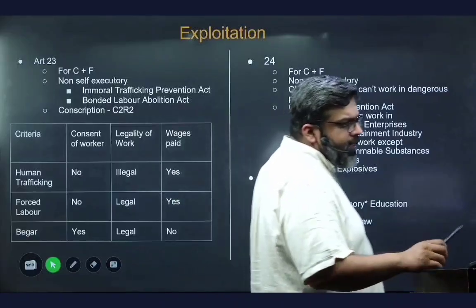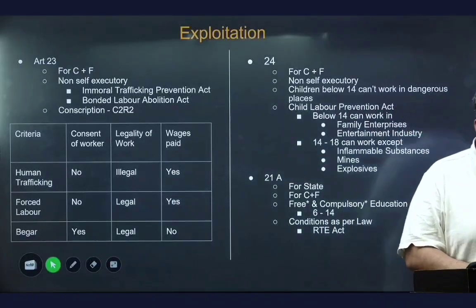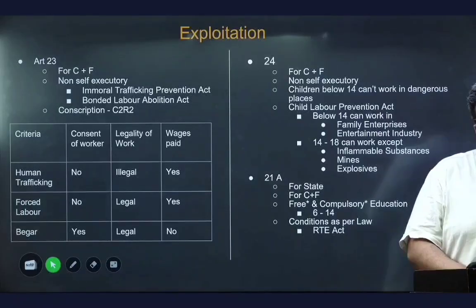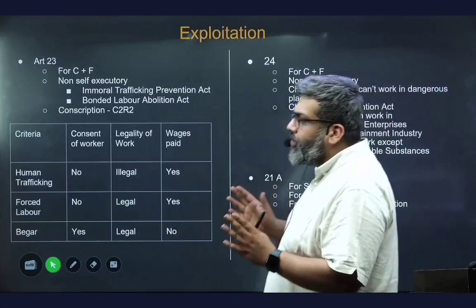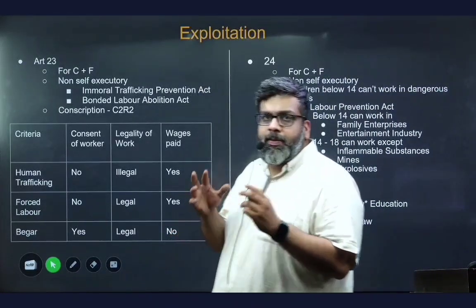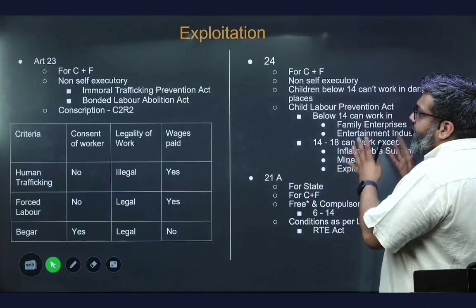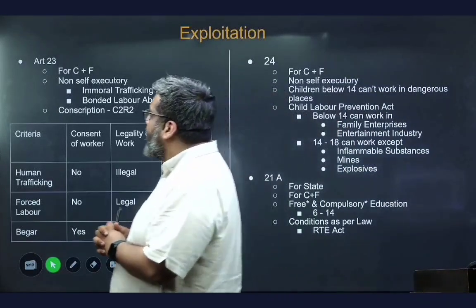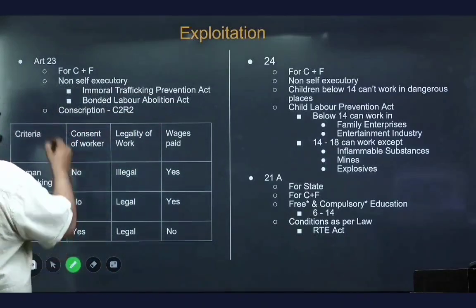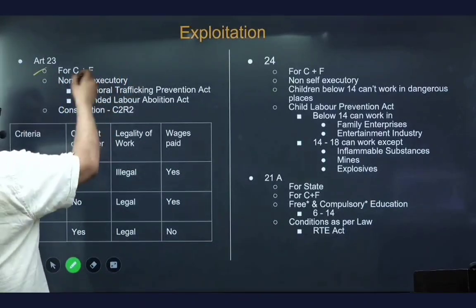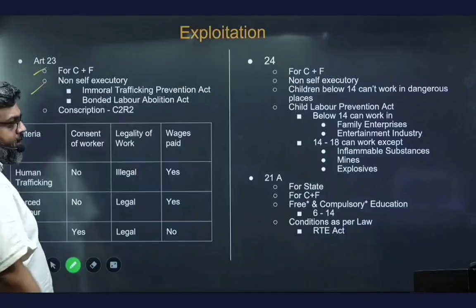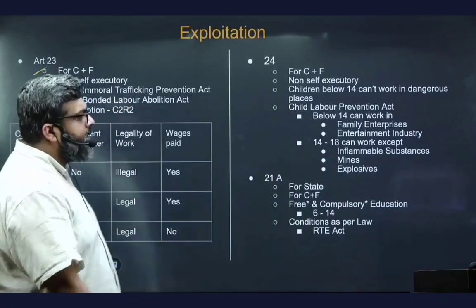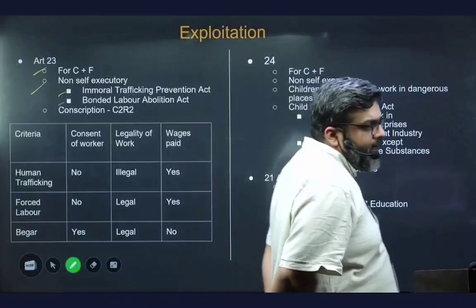Exploitation. Exploitation articles are closely related to articles 23 and 24. Exploitation articles under 23 and 24 largely deal with two parts. Article 23 deals with exploitation. 24 deals with a narrower form of exploitation, which is called child labor. Now, Article 23 is available for both citizens and foreigners. Like untouchability, it's also not a self-executory act. And like untouchability, we've passed two laws, the Immoral Trafficking Prevention Act and the Bonded Labor Act.